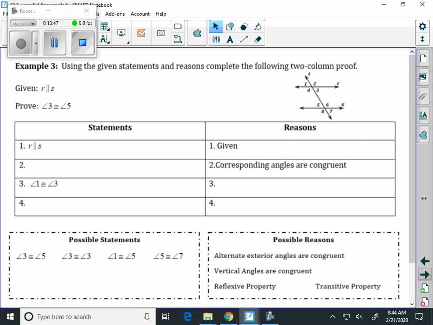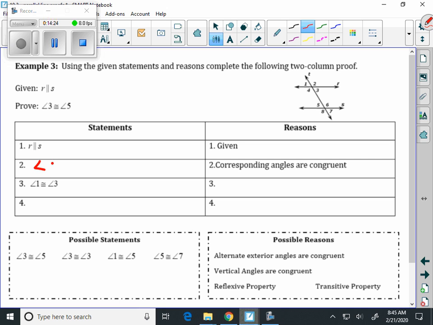Because on this one, it says step 2, our reason says corresponding angles are congruent. So when we look at this one and we make our statement here, I need to be able to use angle 3 or angle 5. So again, when we start this, corresponding angles are congruent. So one of the things that we can say here is, let's do angle 3.